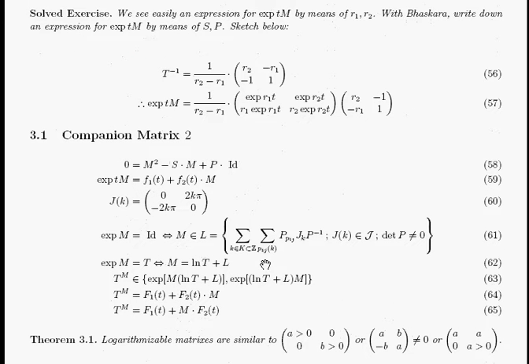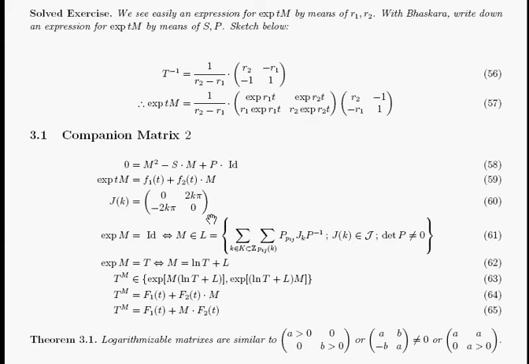Now we go to companion matrix M2. We discovered that for this companion matrix, 0, 1, minus P, S, the equation holds: M2 minus scalar S times M plus scalar P times identity equals 0. The exponential of the same Mt is also f1 of t plus f2 of t times the matrix M.